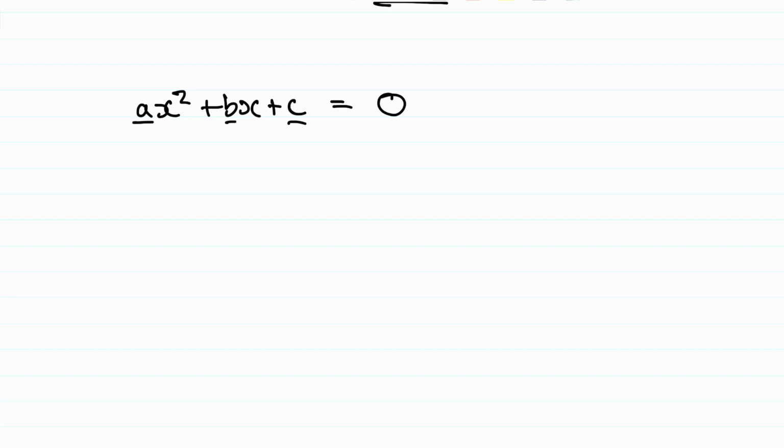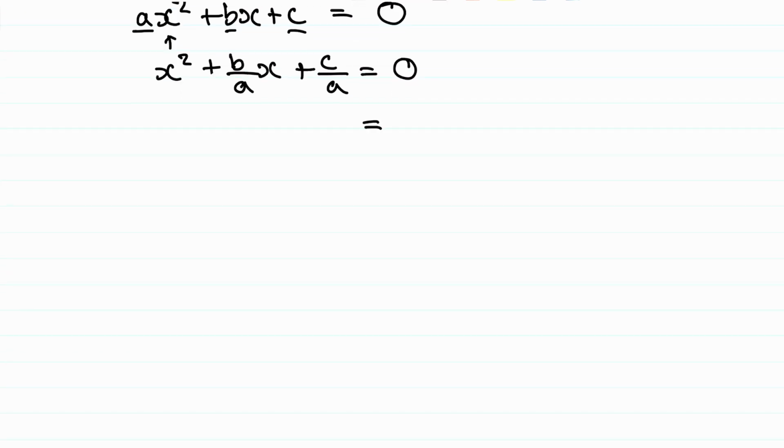So the first thing I'd do here is divide both sides by a to get it into something that has a coefficient of x squared of 1. So we could have x squared plus b over a x plus c over a is equal to 0. So we've just divided through by a. Then we could apply our technique for completing the square.